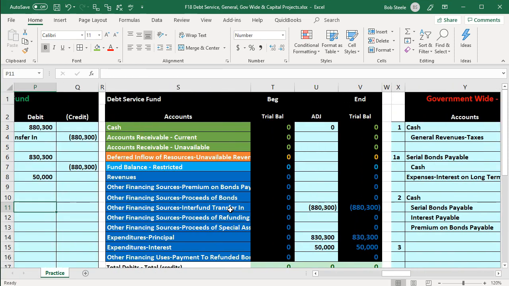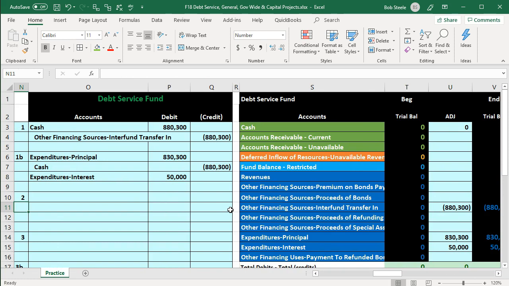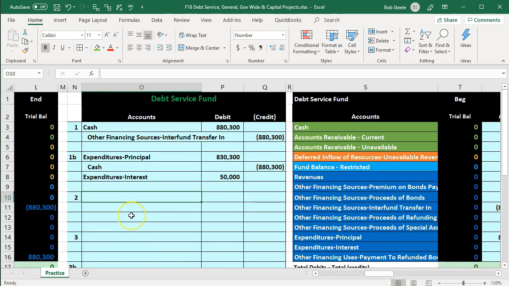Let's go to the debt service fund. So now that we're in the debt service fund, we're in column O, debt service fund. Now the debt service fund is going to take a little bit of time to get used to when we think about these bonds. Bonds are confusing enough. Then we think about the financing of them within the debt service fund to be a little bit more confusing.